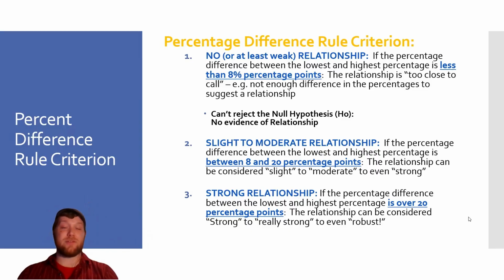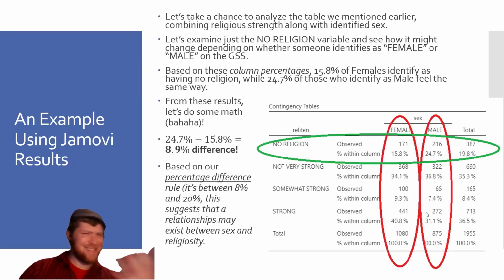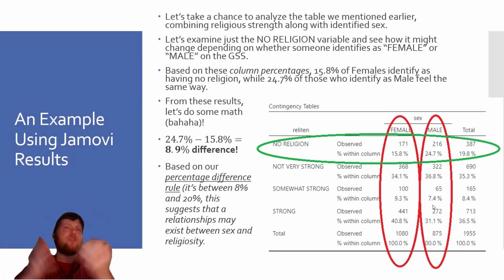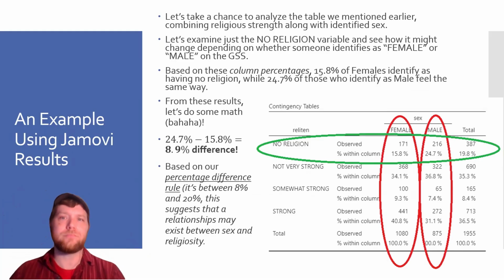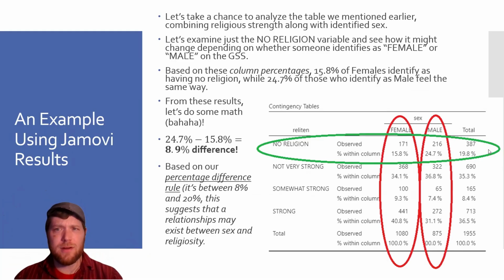This seems like it goes from strong to really strong or even robust, that there's a very clear difference between these two groups. All right, let's see this example in action. I gave you a bunch of words that actually do this stuff to see what these differences may be. So let's examine the no religion variable, like I said before, and we'll see if someone identifies as female versus male.